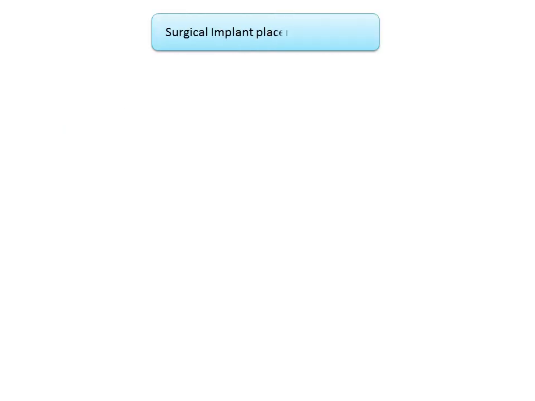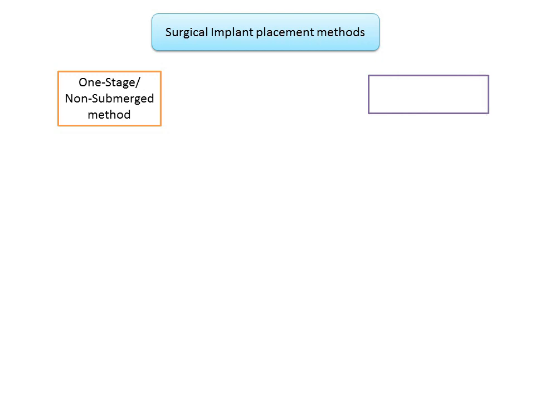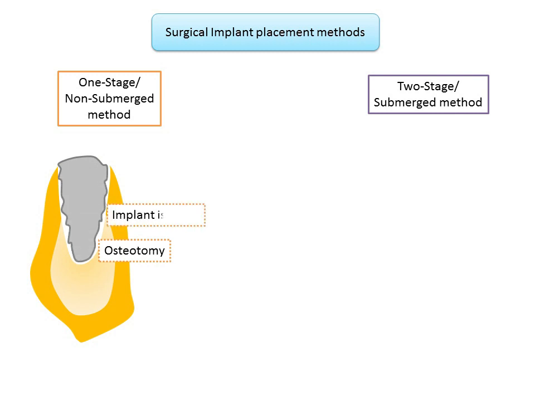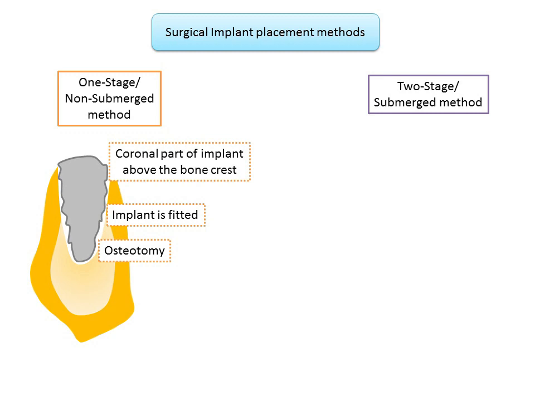So now let's look at the surgical implant placement method. So we already discussed that there are two methods, the one-stage non-submerged method and the two-stage submerged method. The one-stage method, in this technique, the bone is prepared to receive the implant. The implant is fitted into the prepared bone, that is the osteotomized bone. However, the coronal part of the implant is kept above the bone crest, protruding through the soft tissue and is exposed to the oral environment during the healing stage. The restoration can be attached immediately after the implant placement surgery or may also be delayed.